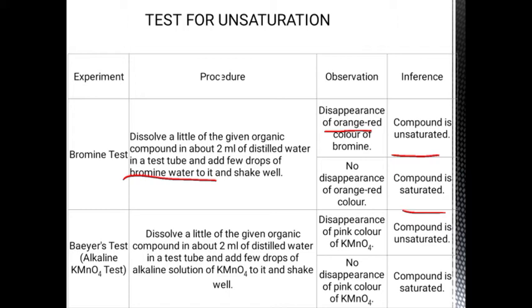And one more test is there using alkaline KMnO4. This test is known as Bayer's test. The given organic compound is dissolved in 2 ml of distilled water, then add a few drops of alkaline KMnO4 and shake well. While doing experiments in organic or inorganic chemistry, you have to shake it properly. Then only can we see all the changes clearly. We know KMnO4 already has a pink color, and this color will disappear for an unsaturated compound. If there is no disappearance of color, the compound is saturated. This is a preliminary type of test. Then we'll move to the identification tests.